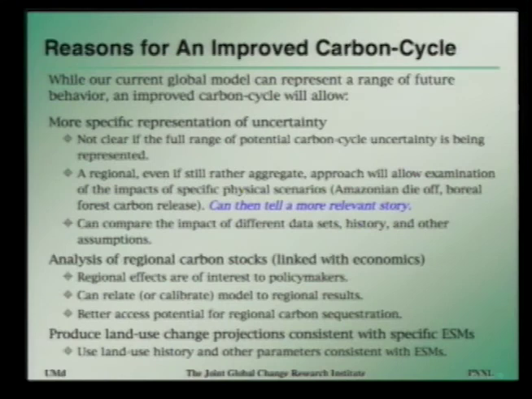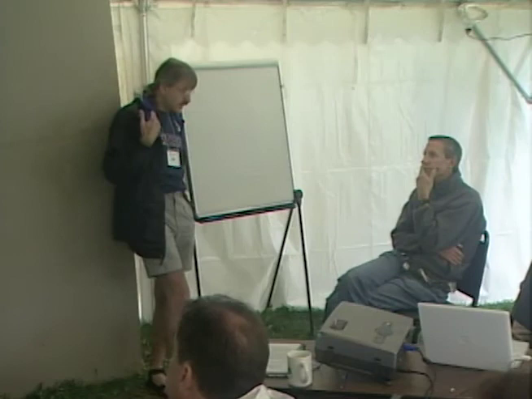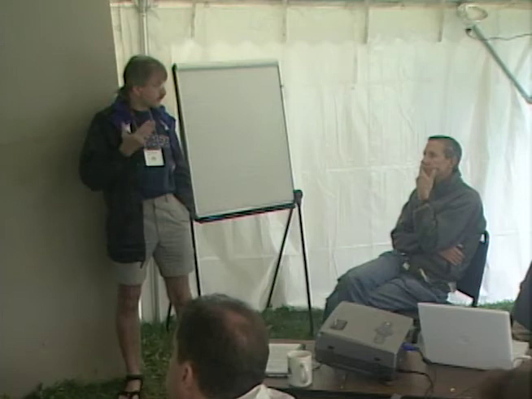So, just some reasons to do this. We want a more specific representation of uncertainty. First of all, it's not clear to me that in the graph I showed you before, the full range of potential carbon cycle uncertainty is being represented. I think that's something the next generation Earth system models are really going to be able to explore. If you have strong climate change feedbacks in some scenarios, do you get even higher scenarios than that? Or, with these improved data sets of land use change, if land use change is dominant and really does supply a lot of the missing sink, then you don't have as many feedbacks in a positive direction.